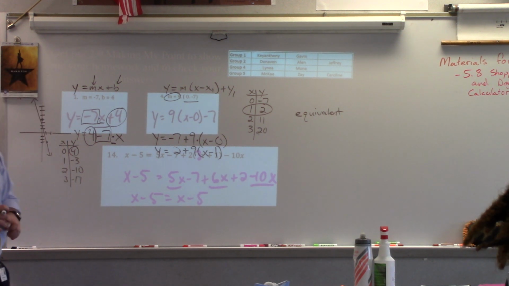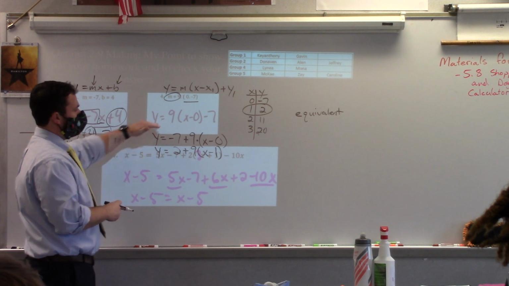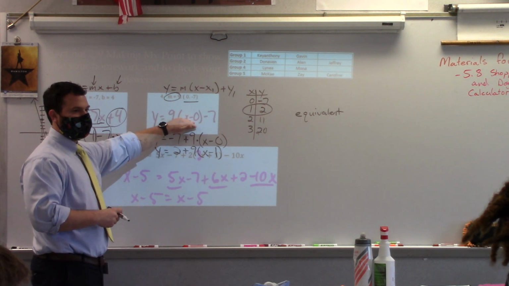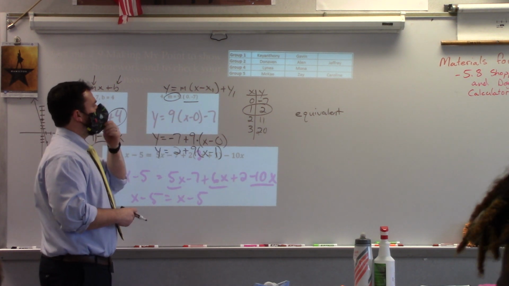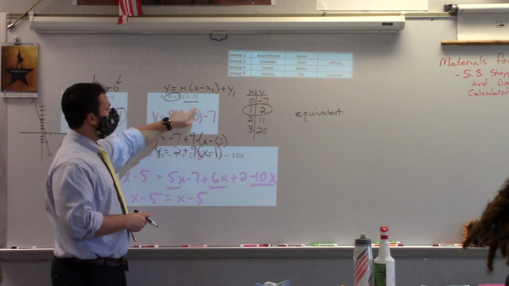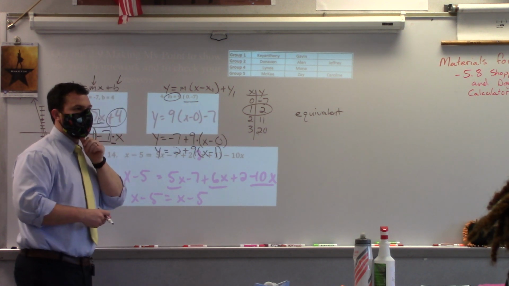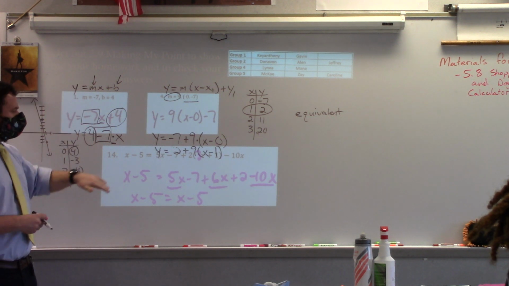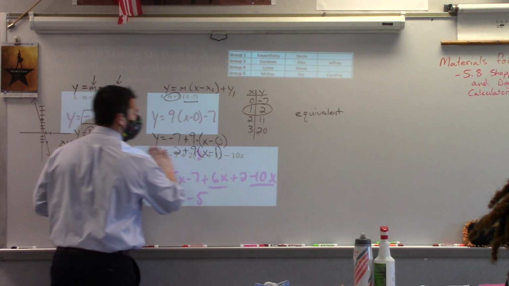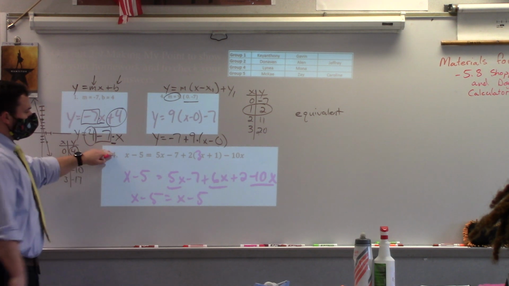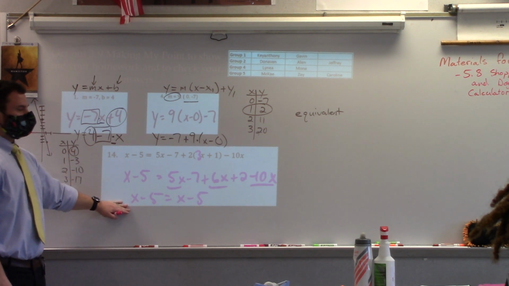Okay? So Donovan, does this make sense now? Why it's 9 times x minus 0, x minus the x value. And then it is technically plus the y value, but if you add a negative, that's the same as subtraction. We all good over there? Any questions about how I simplified number 14 to show that these were the same?